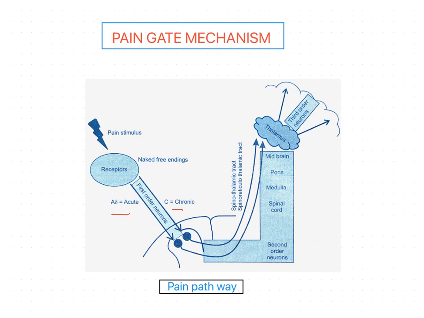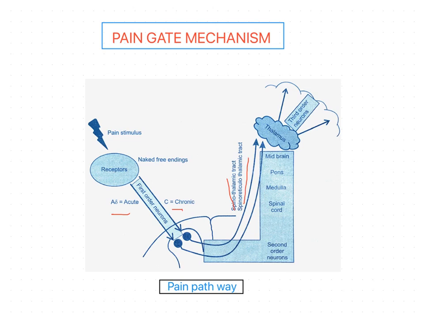From the dorsal horn, the second order neurons start, which are called the tract fibers. There are many different types of tracts present, but the two main tracts which carry pain to the next level are the spinothalamic tract and the spino-reticulothalamic tract.